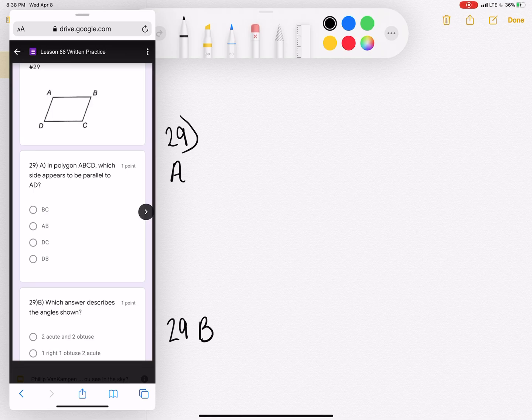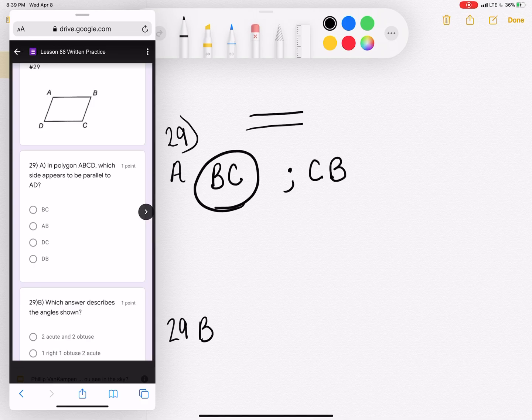Number 29. This polygon, which side appears to be parallel, meaning going like train tracks, to AD? Instead of going through all those answers, look up at that parallelogram and see which one is parallel. I see B and C. So either combination, and I see B, C. It could have also been C, B, but this is the one that I see.